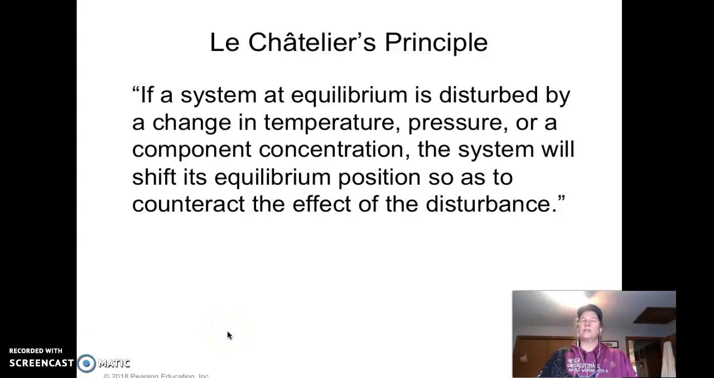Okay, the last part of chapter 15 is going to deal with what's called Le Chatelier's principle, good old French name. And this is if you do something to the equilibrium to disturb it. Like if you change the temperature, the pressure, you add more reactant, you add more product, something, you add a stress to your system, the equilibrium is going to shift. It's going to counteract and it's going to come to equilibrium again.